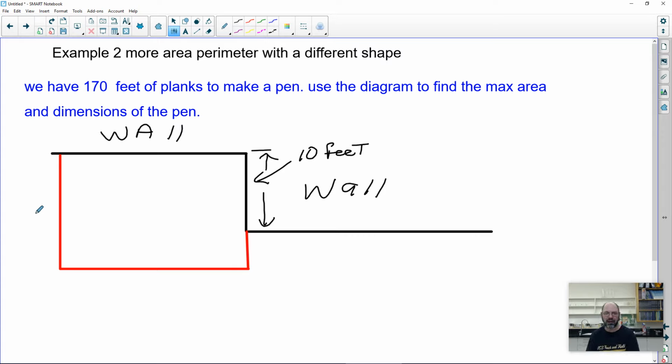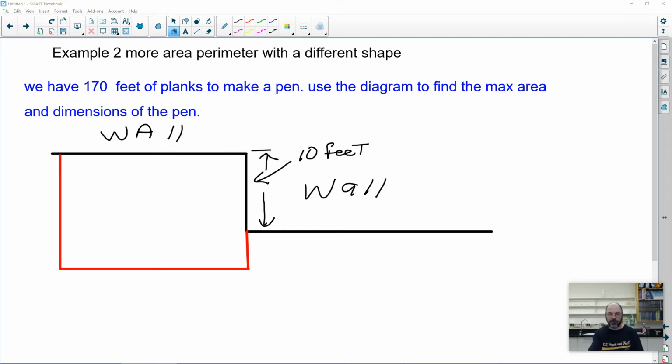More area and perimeter. I guess I should have said B because I used A in the first one, but more area and perimeter with a different shape. So let's say we have 170 feet of planks to make a pen. Use the diagram to find the max area and the dimensions of the pen. So let me just pause this here.